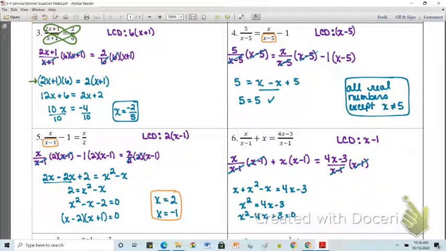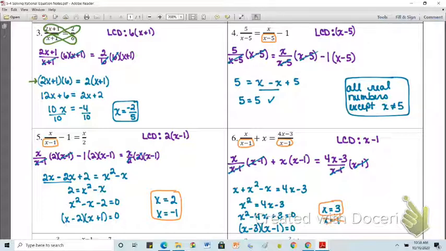And go ahead and factor it. So I get x minus 3 and x minus 1. So my two answers are x equals 3 and x equals 1. I need to look back at my denominators. So 3 minus 1 is 2. That is fine. 1 minus 1 is 0. That does not work. So we're going to cross it off. So my only solution is x equals 3.